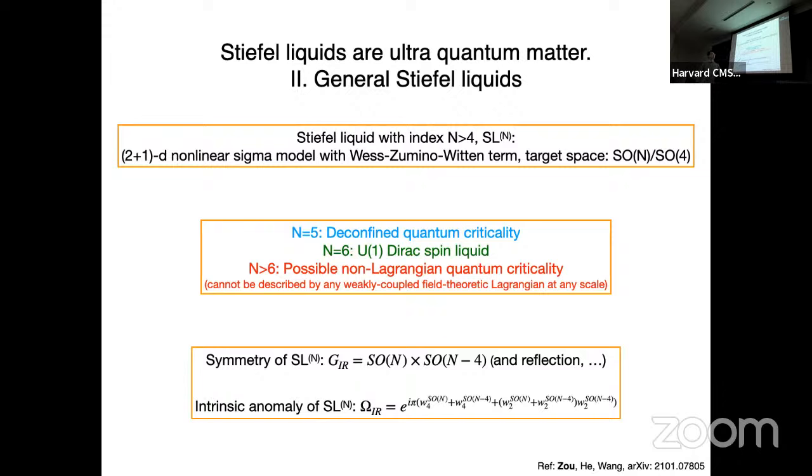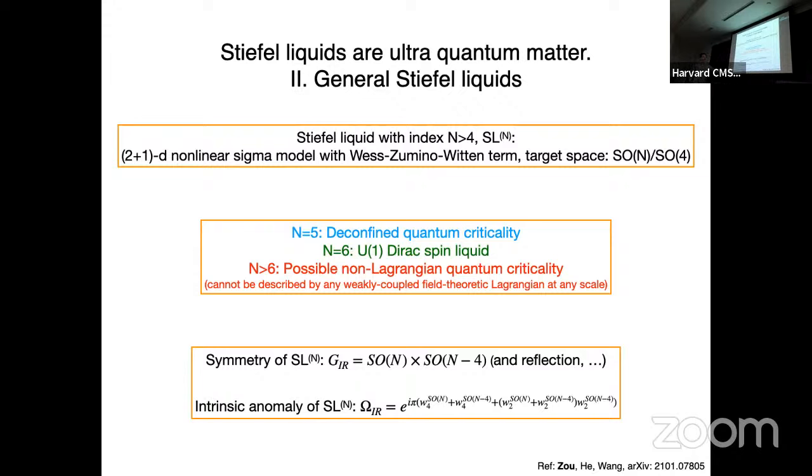The target space of the nonlinear sigma model is SO(n) mod SO(4). This space has a name called the Stiefel manifold. That's why we call them stiefel liquids. It turns out the simplest stiefel liquid with n equal to 5 is the deconfined quantum criticality. This was more or less explained in the paper by Senthil and Fisher many years ago.